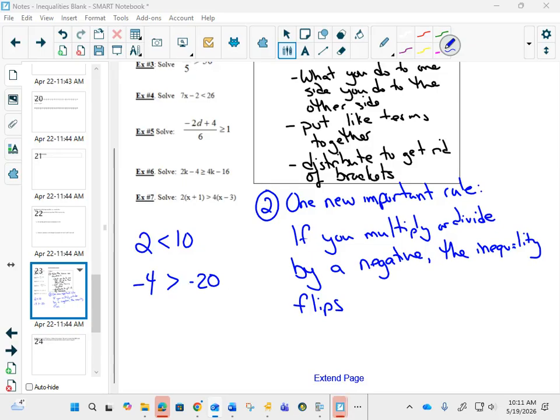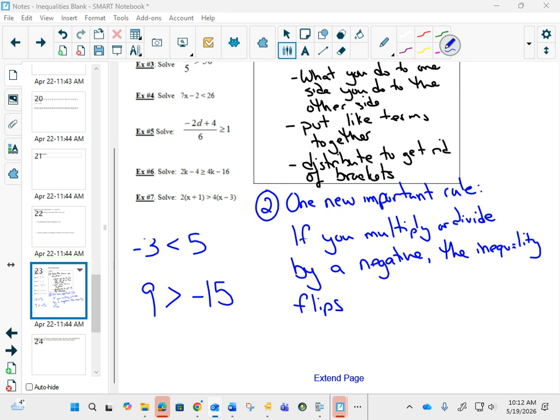You can really see this if I start off with something like this. Negative 3 is definitely less than 5. But if I multiply both sides by negative 3, what's negative 3 times negative 3? 9. And what's negative 3 times positive 5? Negative 15. Now, 9 is bigger than negative 15. Do you see that your sign got flipped?